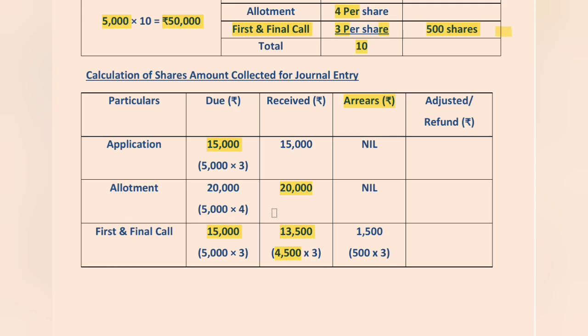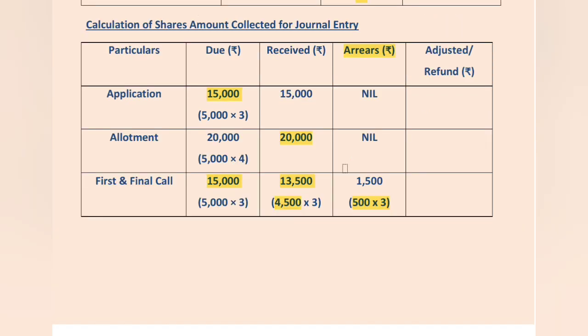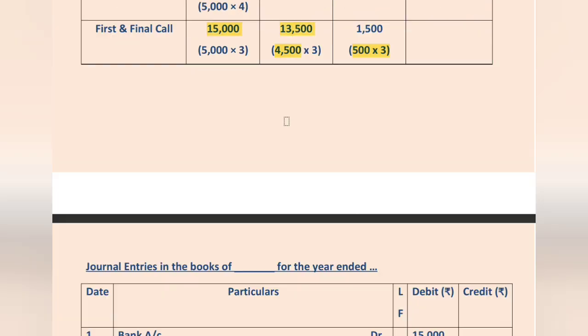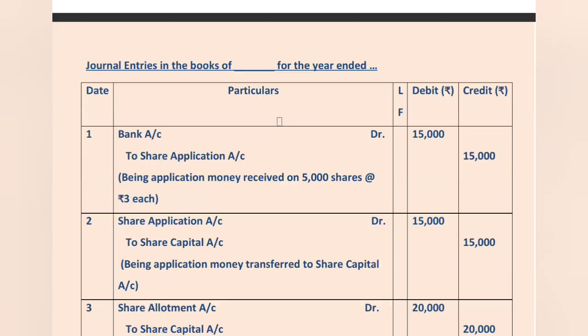So arrears, how much? 500 shares are arrears. The value per share is 3 rupees. So 1,500 rupees not yet received. They have not paid 1,500. So based on the calculation, you have to prepare the necessary journal entries.